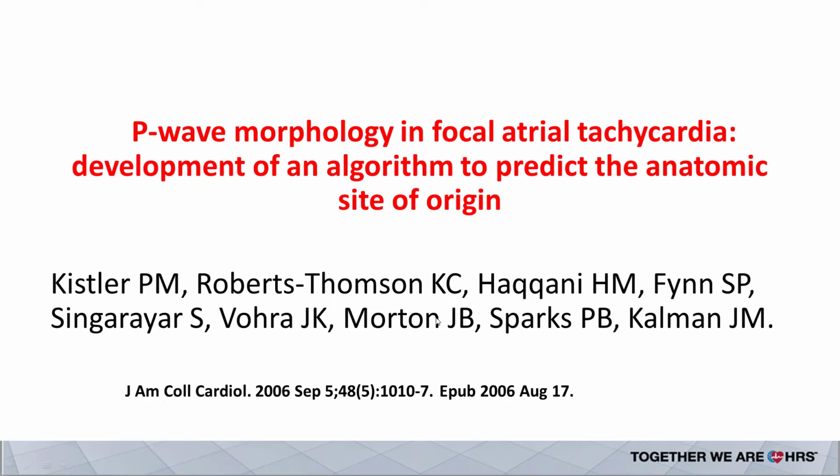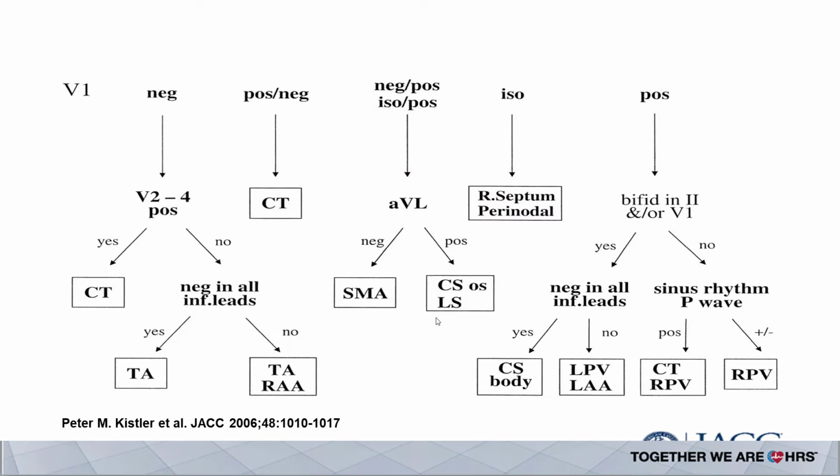In this study, which was published in 2006, they studied the P wave morphology in focal atrial tachycardia, and from this study, they developed an algorithm to predict the focal origin of the tachycardia. We can see here in this algorithm, they depended on V1. Being negative is a right side focus, being positive is left side, and in between, positive-negative, the crista terminalis, negative-positive, they look secondary to the limb leads, mainly aVL, and thereafter they can detect in limb lead 2 and V1 and so forth.